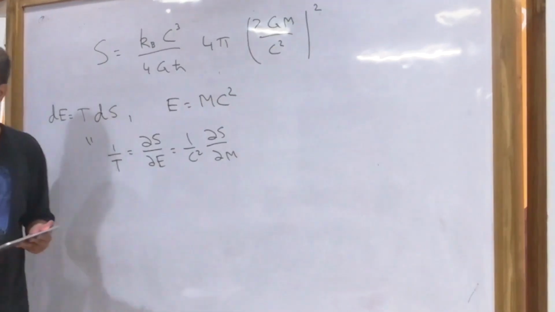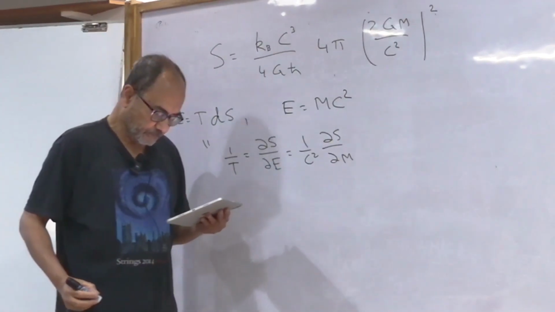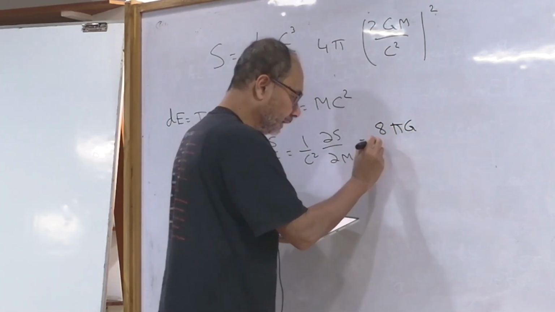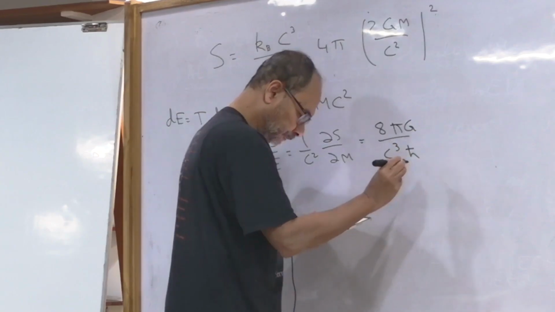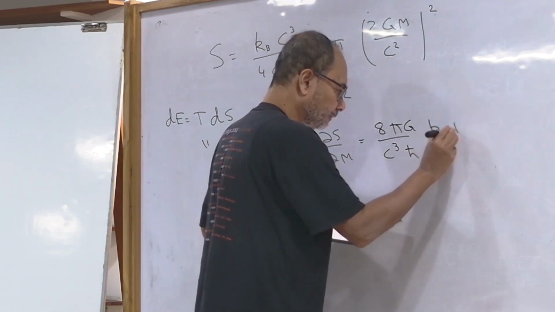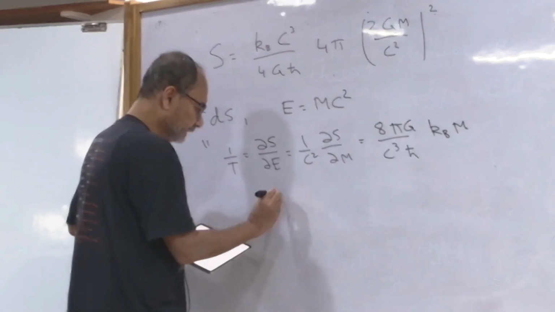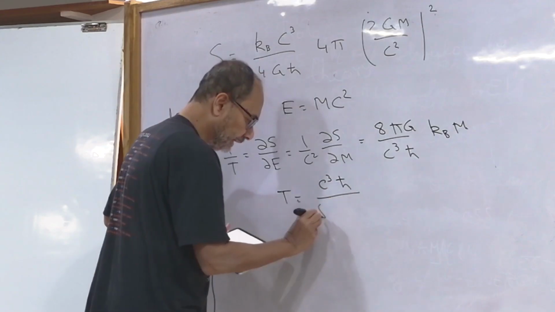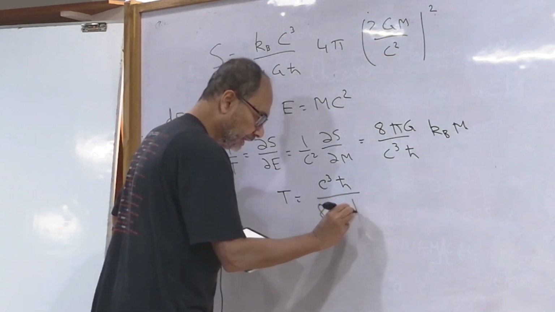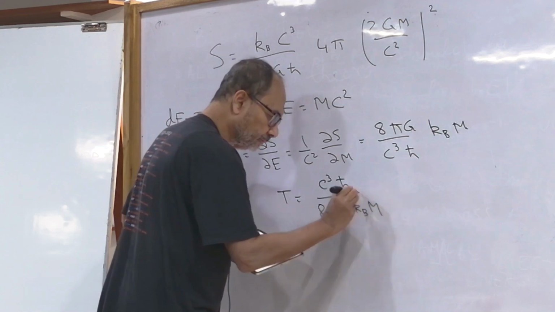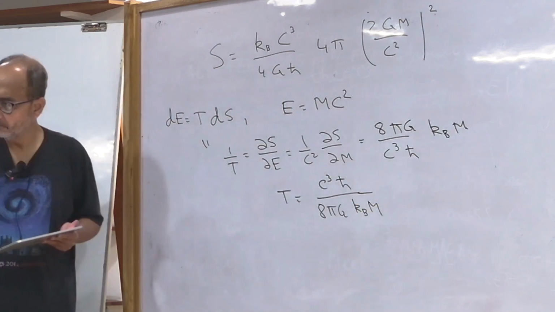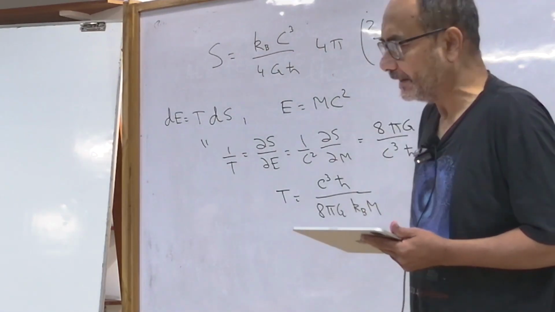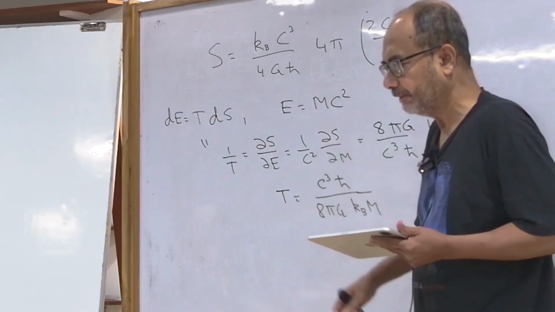We have S given in terms of m. So if I have done this calculation correctly, 1 over T is 8 pi G over c cubed h bar times Kb m, or T is c cubed h bar over 8 pi G Kb times m. Okay, this formula you might have seen. I think Subrat said he derived the black hole temperature yesterday, so I think this is the same formula he will have.